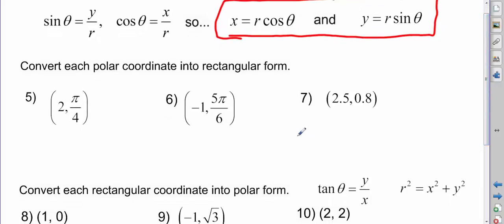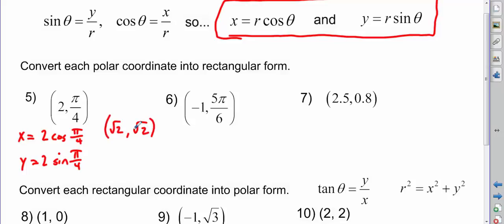Those two things right there allow us to figure out a lot of things, like I can take a polar point and change it back into rectangular form, and so it would just simply look like this. Well, we know x is equal to r, which would be 2 times the cosine of the angle theta, which in this case is pi over 4, where y would be 2 times the sine of that angle, so 2 times the sine of pi over 4. We know that sine and cosine of pi over 4 are both square root of 2 over 2, so what we end up with is the ordered pair square root of 2, square root of 2. Pretty simple.